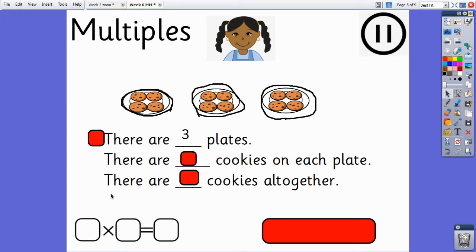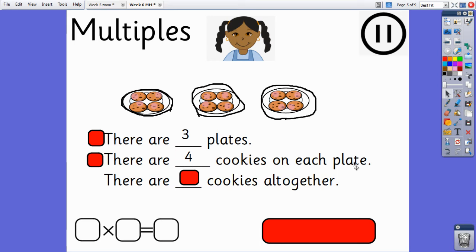Let's check. How many cookies are on each plate? 1, 2, 3, 4. Make sure you count along with me. 1, 2, 3, 4. There are 4 cookies on each plate. How many cookies are there all together?